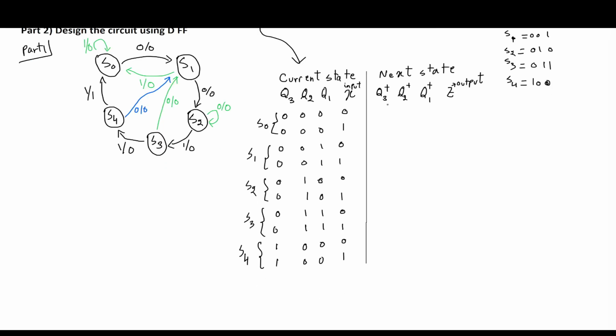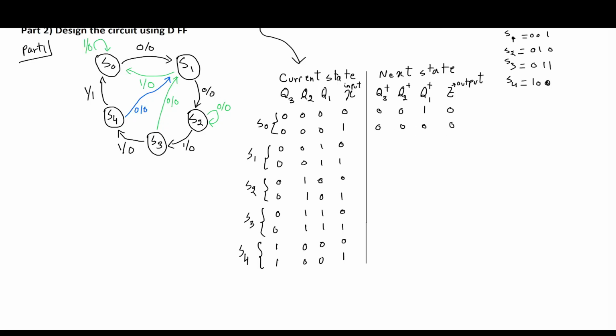So now we want to figure out the next state. So let's say we are at S0 and then we enter an input of 0. So this takes us to S1. S1 is 0, 0, 1. So this will be the next state 0, 0, 1, and the output is 0. We are at S0 and then we enter an input of 1, so we remain at S0. So the next state will be S0, which is 0, 0, 0, the output is 0.